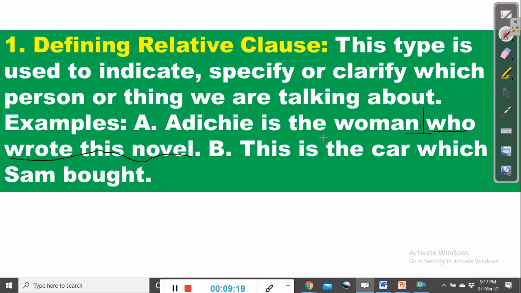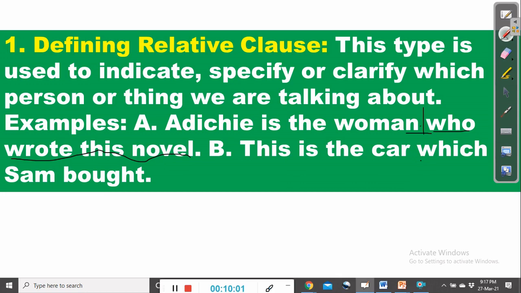And so who wrote this novel is the relative clause that defines the woman we are talking about, that specifies the woman we are talking about, that indicates to us specifically the particular woman we are talking about. And that is why we call this the defining relative clause, because it defines the noun that is being talked about. Adichie is the woman. Which woman? Who wrote this novel? That is the woman we are talking about. All right, so let's look at example B.